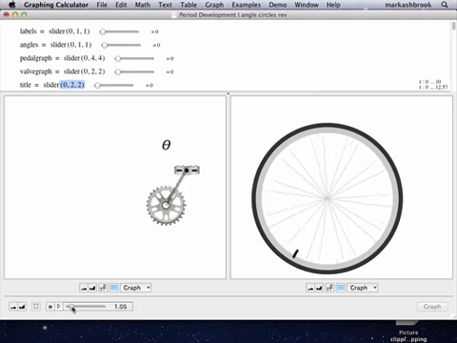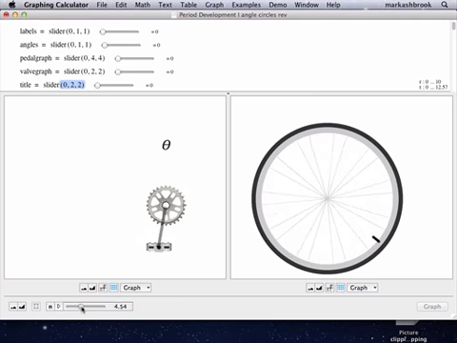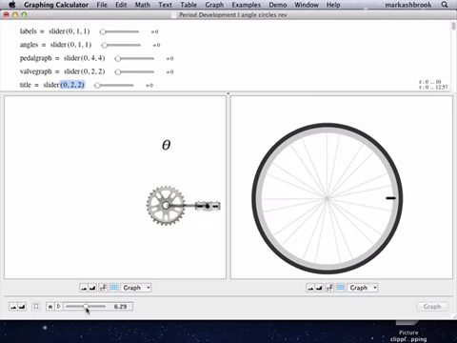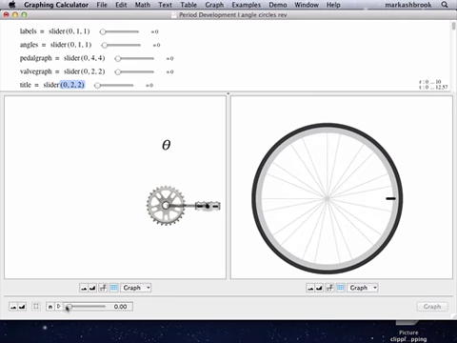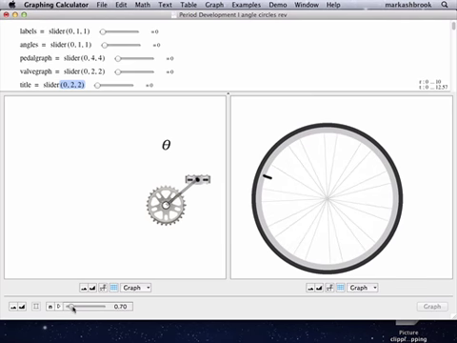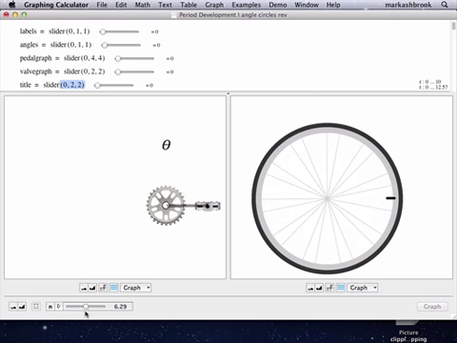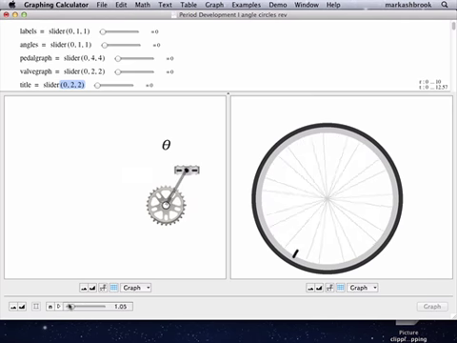I'll go as slowly as I can. So that's one rotation of the pedal. One rotation of the pedal is what angle of the pedal? He said 2 pi for the pedal. Agree with that? Angle of 2 pi, that's right.